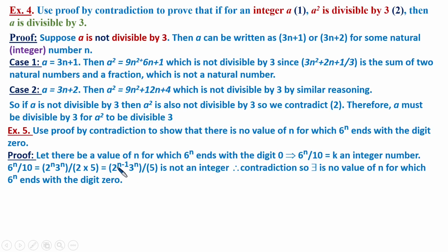So now you have n minus 1 2's and n 3's. This is 3 into 3 into 3, n times, and this is 2 into 2 into 2, n minus 1 times, divided by 5. So there is no common factor. So now it is not an integer. You will have some fraction.